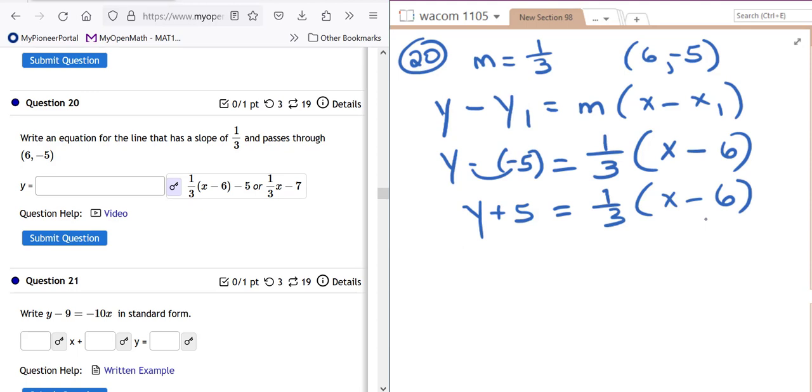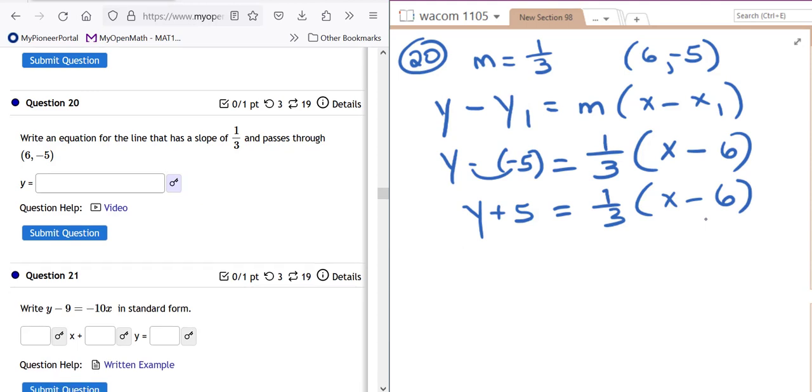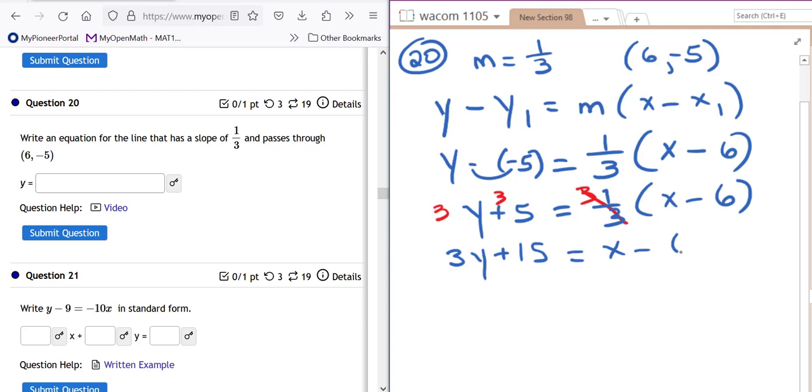Oh, really? With the parentheses? I wouldn't have if it was on paper. Okay, so from here, I would clear the fraction personally. So I would multiply by 3 to get this fraction out of here, because I don't like to have to add or subtract fractions and get a common denominator. When you distribute 1, it's not going to change anything, right? And then I would subtract the 15.